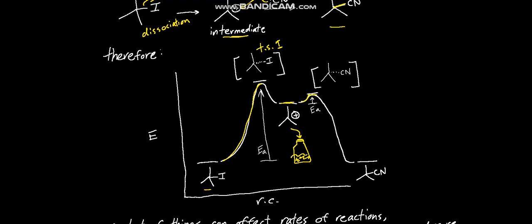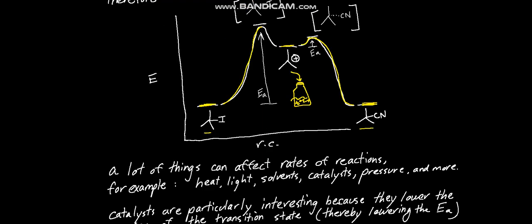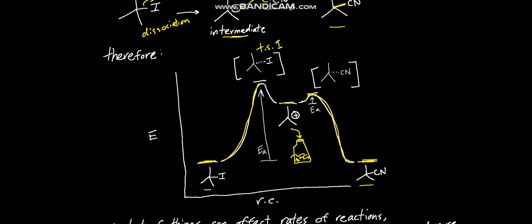And then clearly from that point on, it's all downhill to your products. And I'm not really indicating knowledge of which of these materials at the start or at the finish are higher or lower energy. This is all kind of hypothetical in and of itself. So this is a typical reaction profile for SN1, showing the formation of an intermediate.